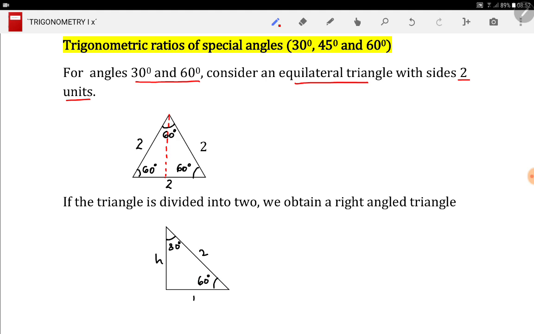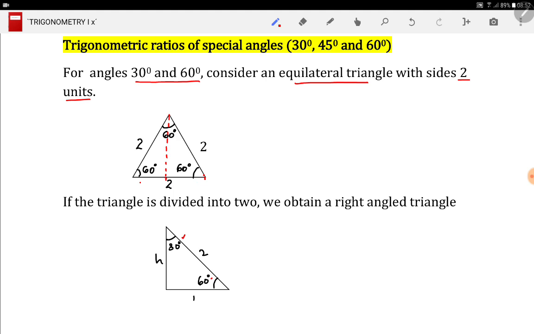Now, this angle has been divided into 2, therefore its value is now 30. This one remains as 60. This side remains as 2 units. Now, half of this is half of 2, which is 1 unit.